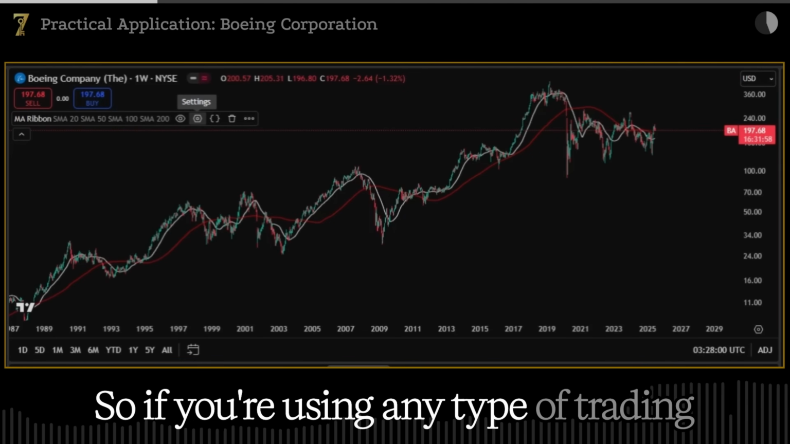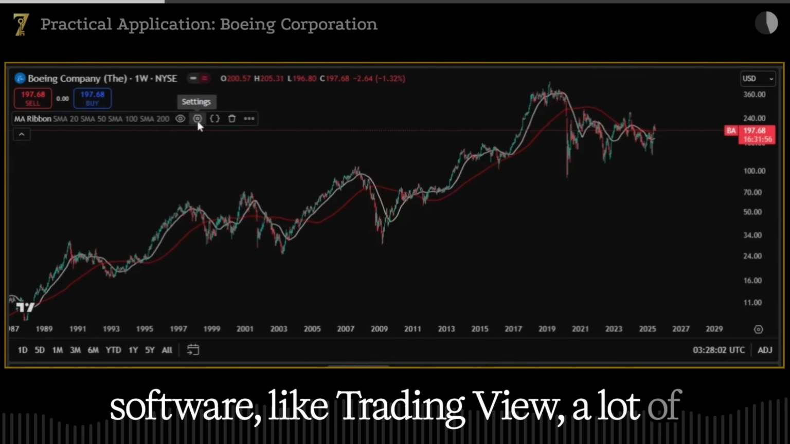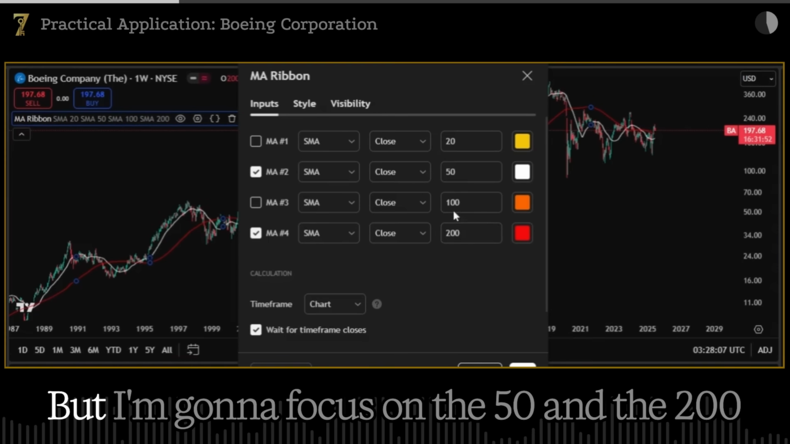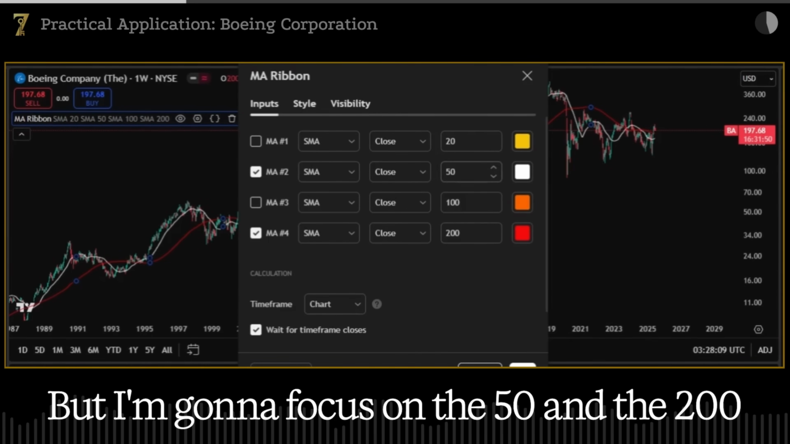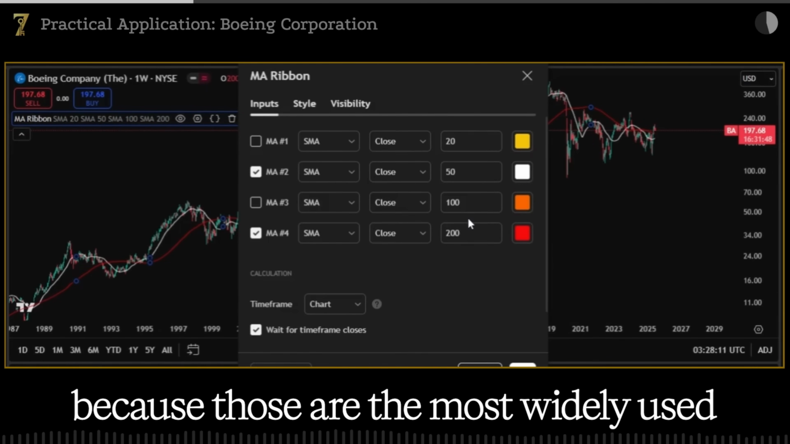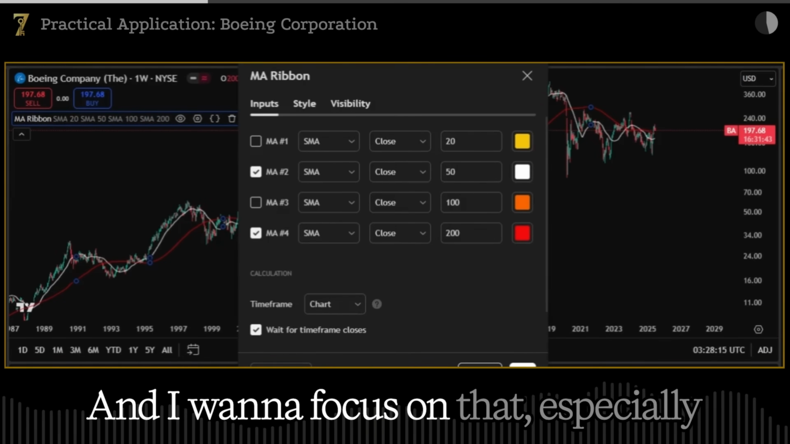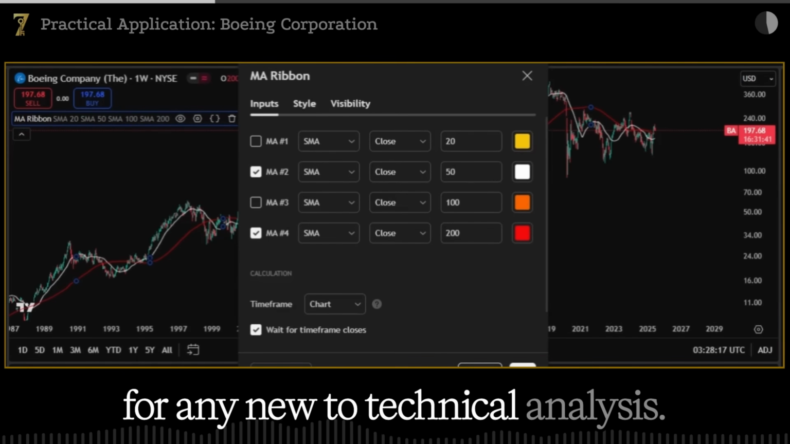So if you're using any type of trading software like TradingView, a lot of them will allow you to put in your 20, your 50, or your 100 or 200. But I'm going to focus on the 50 and the 200 because those are the most widely used moving averages by a lot of trend followers. And I want to focus on that, especially for any new to technical analysis.